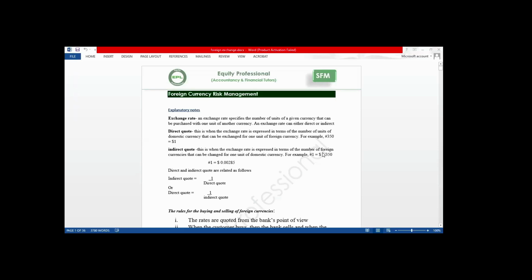Let us look at foreign currency risk management. Between today and next week, if you can address like 70% of the topic, that is good for us. All right, I'll move to the business.